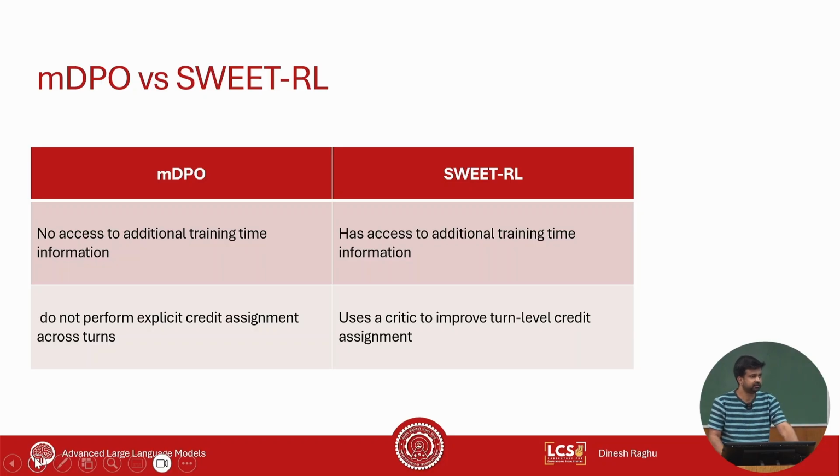And of course, like you clearly said, this does it stepwise, whereas MDPO does not do good credit assignment. It generally tells you this trajectory is better. I don't know which one of them is incorrect, but the turn level credit assignment is much better in SweetRL. We cannot claim that it is perfect, but it's much better than DPO, right?